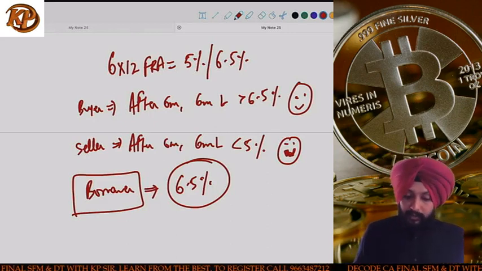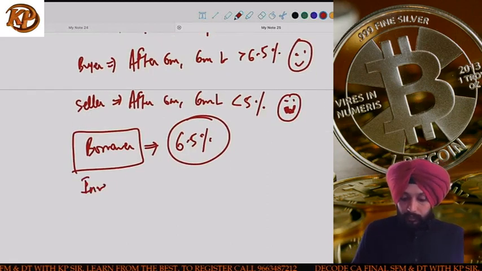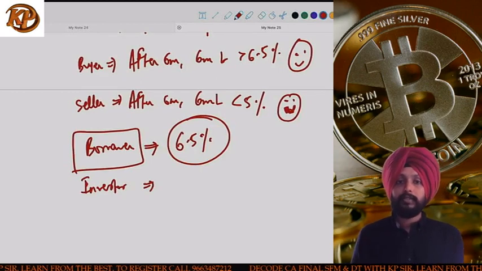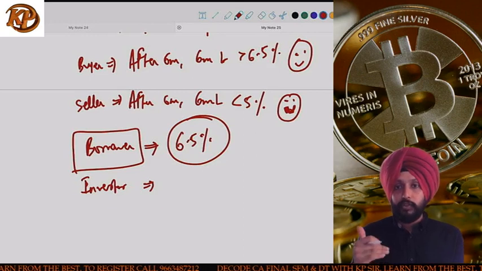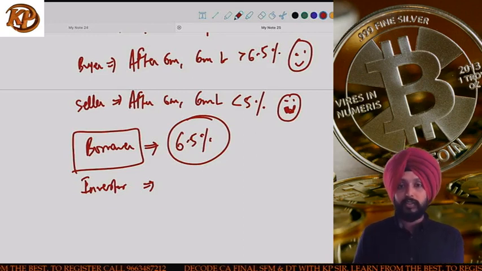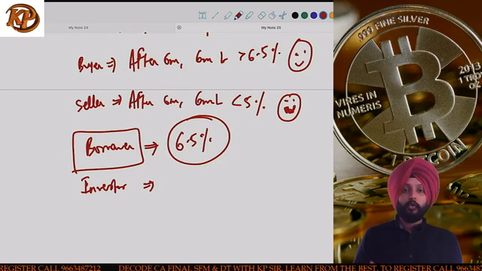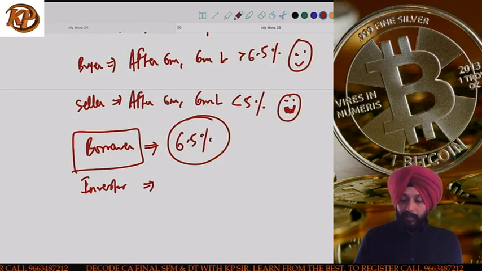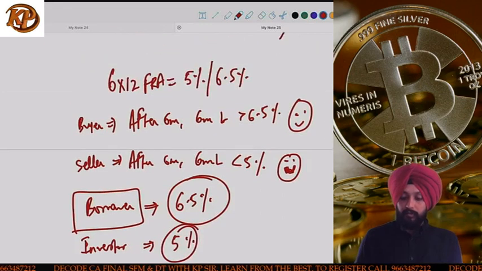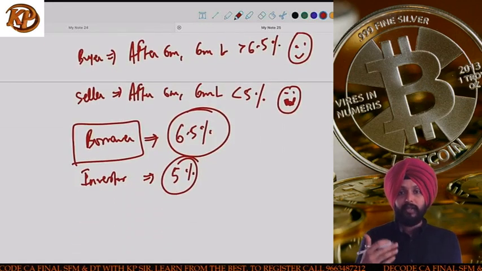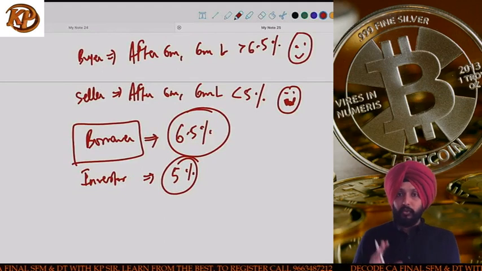Similarly, if we are an investor, then we are worried about interest rates going down. That is, after 6 months, for 6 months, we are worried about interest rates going down. In that case, you can sell this FRA at 5%. If you sell this FRA at 5%, you are again locking in your investment rate at 5%. No matter what, you will get 5%.